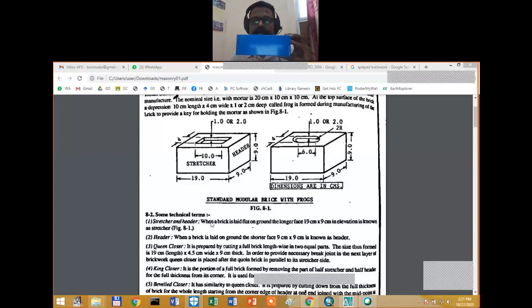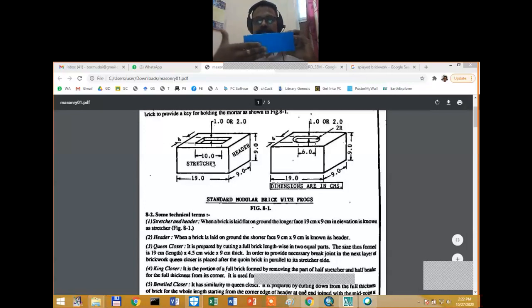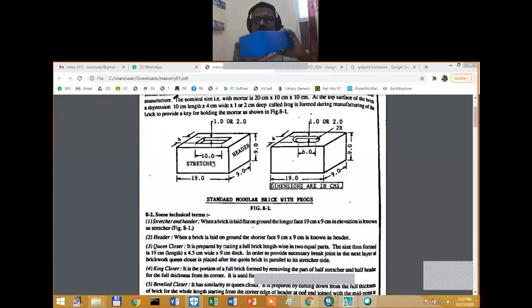It says when the brick is laid flat on the ground, the longer face of 19 centimeter by 9 centimeter in elevation is known as stretcher. So on the screen you see this one, 19 centimeter by 9 centimeter. This is the stretcher. This side is the stretcher. Then when you turn the brick like this, then you see the header.